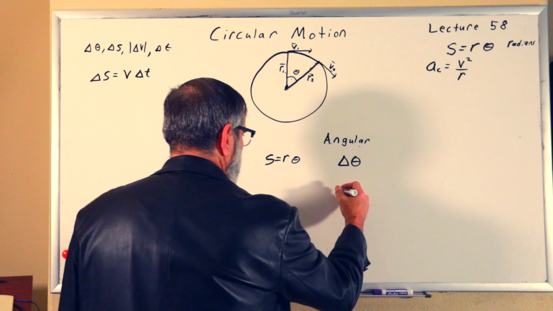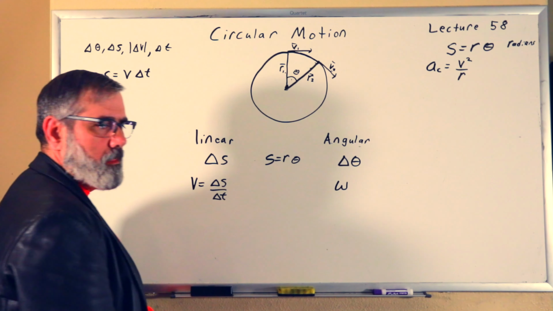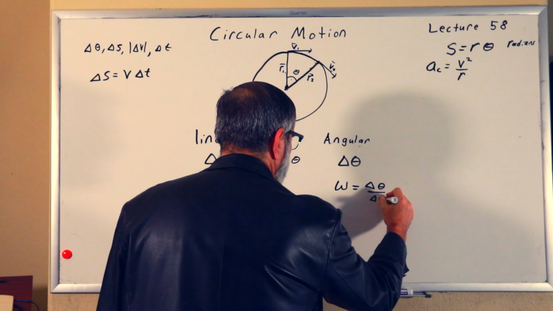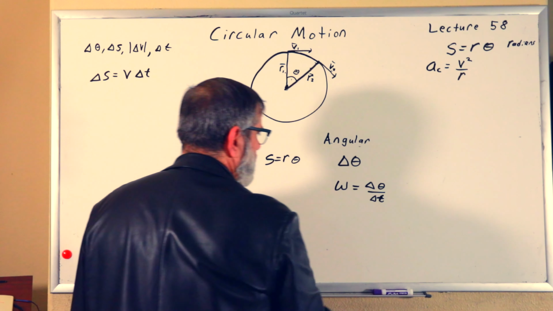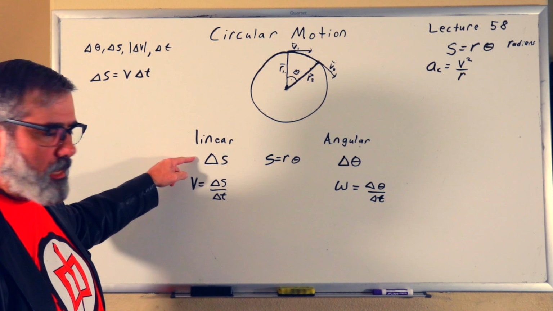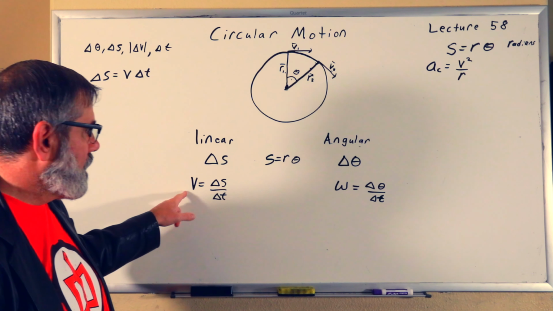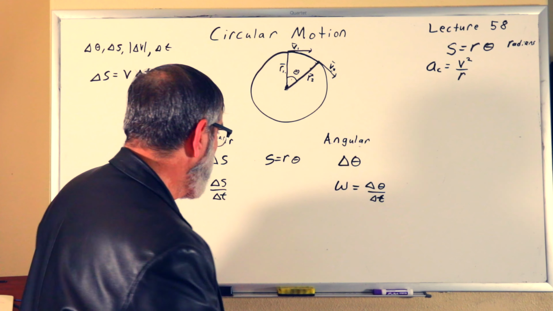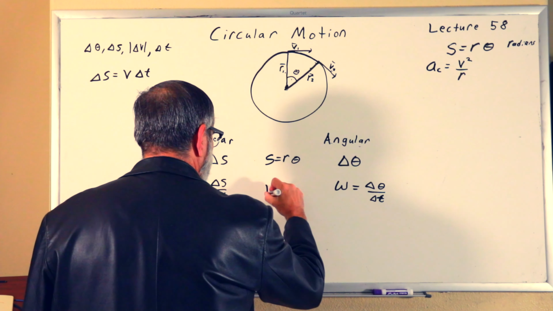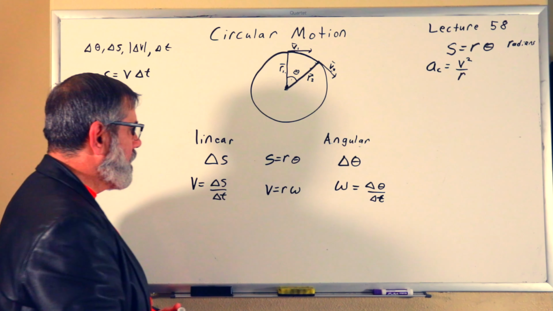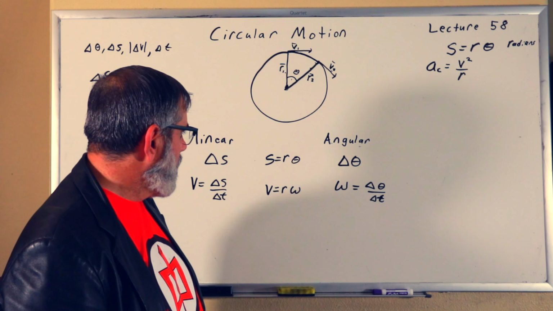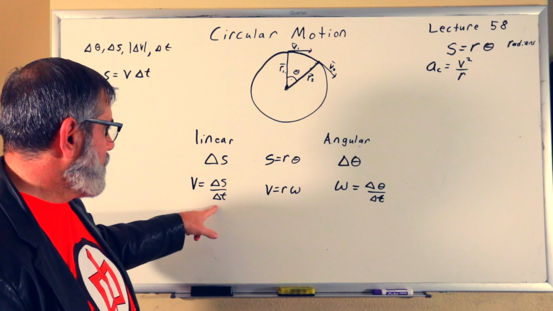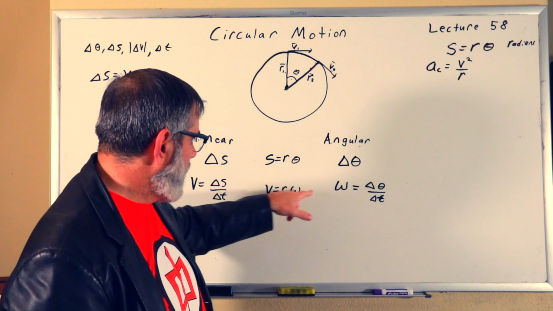The analogy to this, we're going to call it omega. That's the Greek letter omega, and it is equal to delta theta over delta t. So take this delta s divided by delta t, that's my tangential velocity. The equivalent to that is take this delta theta divided by delta t, that is my angular velocity. These are related similarly through v equals r omega. If I just divide both sides of this by delta t, delta s over delta t, that's v. Delta theta over delta t, well that is omega.